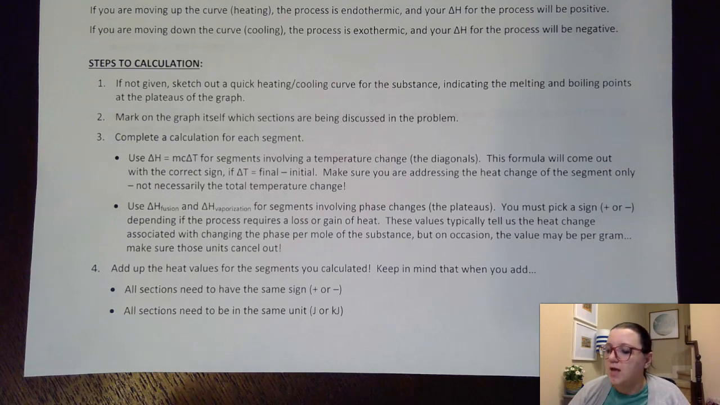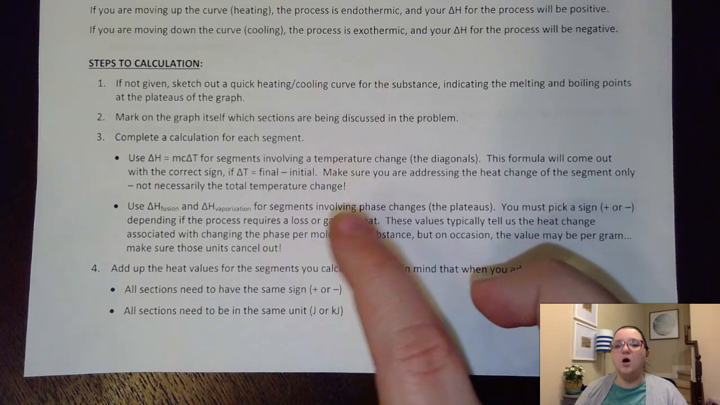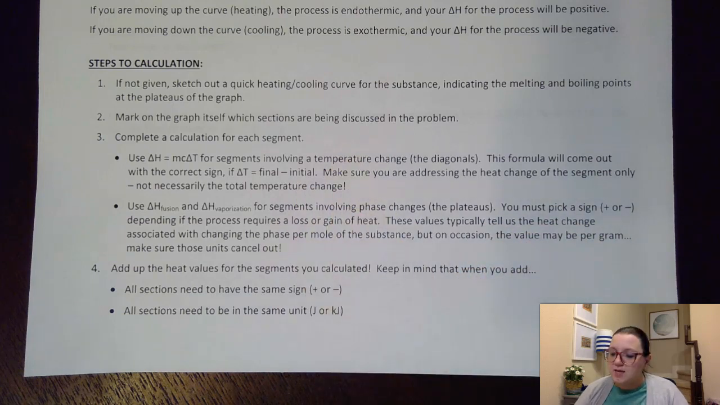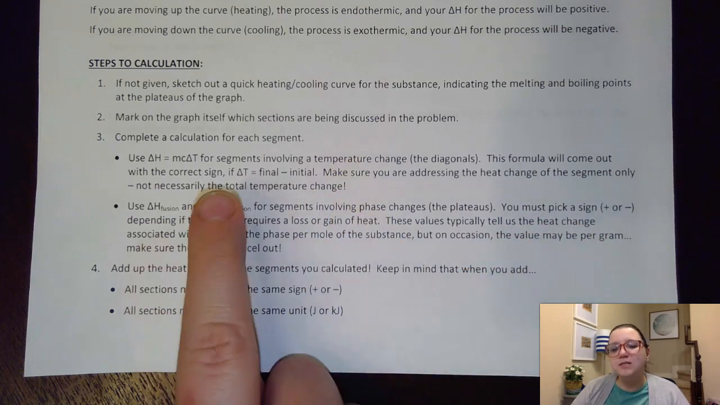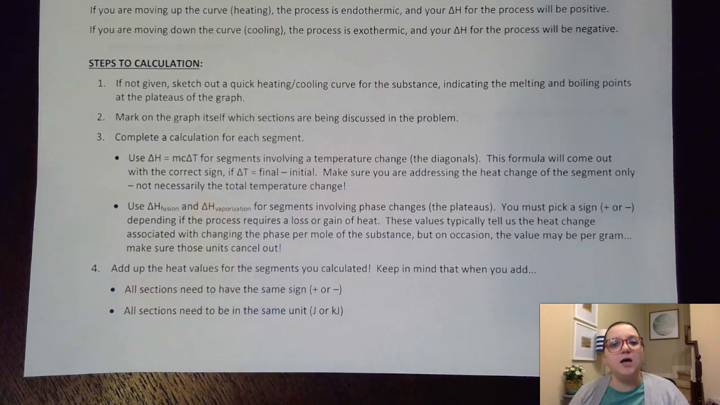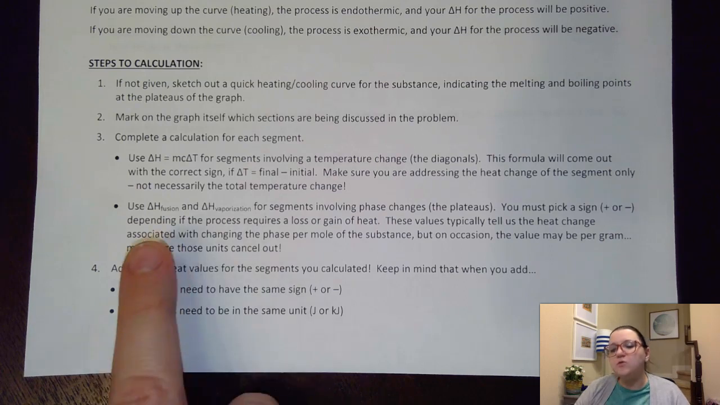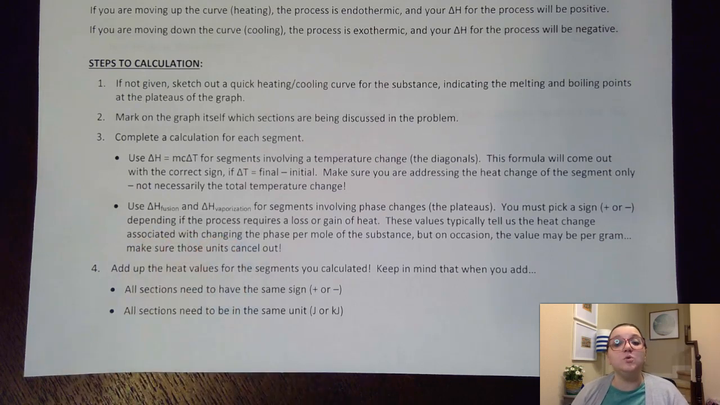Now, one of the things we're going to have to watch out for with these are the units. And I say that because with mC delta T, a lot of times your calculation comes out in joules because the specific heat is in joules. But with heat of fusion and vaporization, a lot of times those are in kilojoules. These phase changes take quite a bit of energy, and so kilojoules is a more common unit to use. So you've got to be really careful on those units.